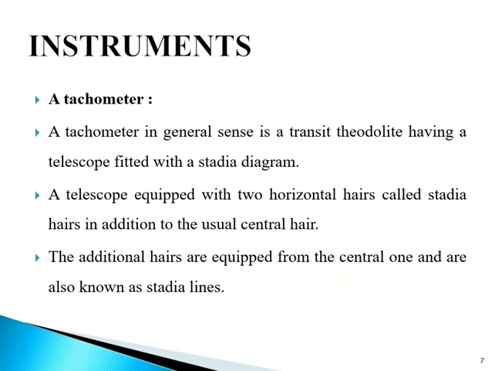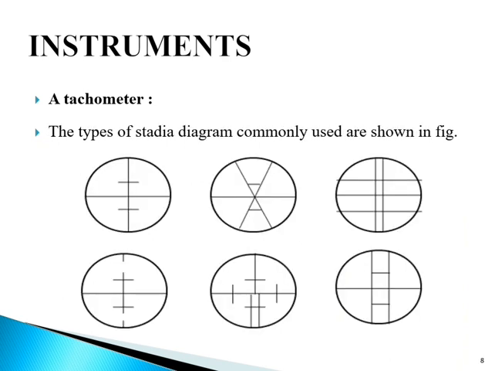A tachometer in a general sense is a transit theodolite having a telescope fitted with a stadia diaphragm. The telescope is equipped with two horizontal hairs called stadia hairs in addition to the usual central hair. The additional hairs are equidistant from the central one and are also known as the stadia lines. The types of stadia diaphragm commonly used are shown in the figure. You can see all in the image. So various types of stadia diaphragm will be there.